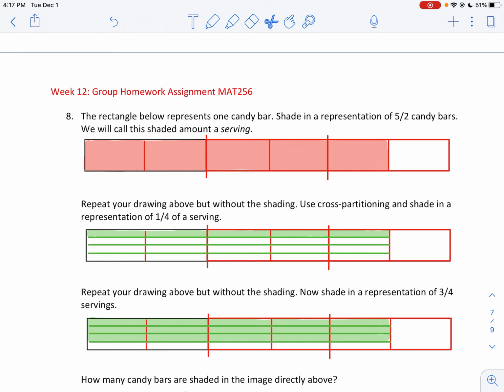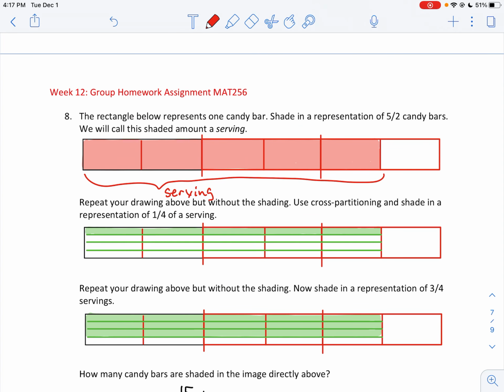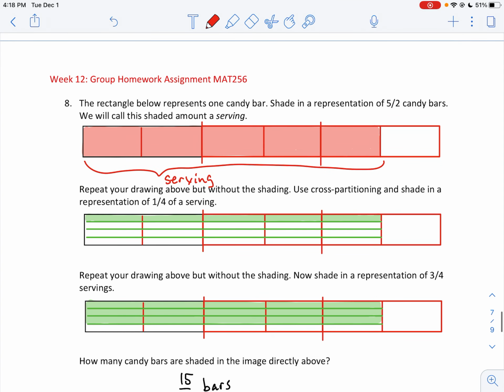So 1, 2, right, 3, 4, 5. In other words, 2.5 candy bars are here. And there's 5/2 candy bars. We will call this shading a serving. So this is now one thing. It's one big serving. The servings here are much larger than in the previous problem. You got to eat a lot more candy to constitute one serving.